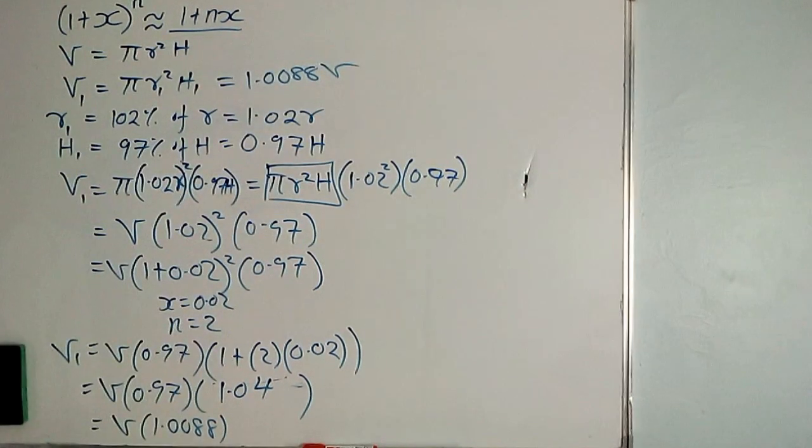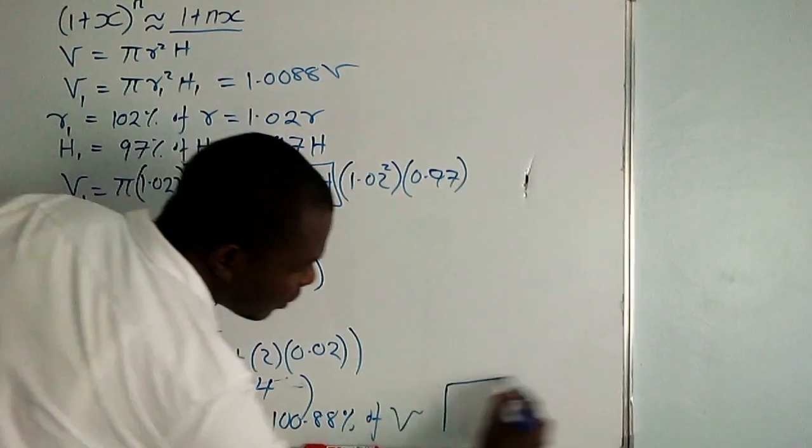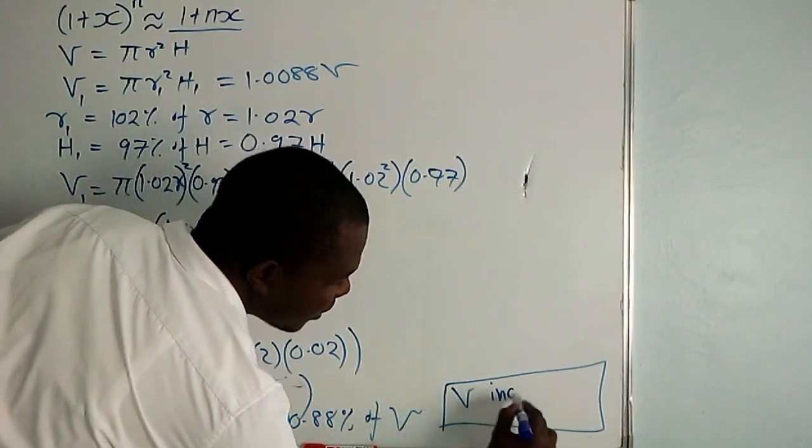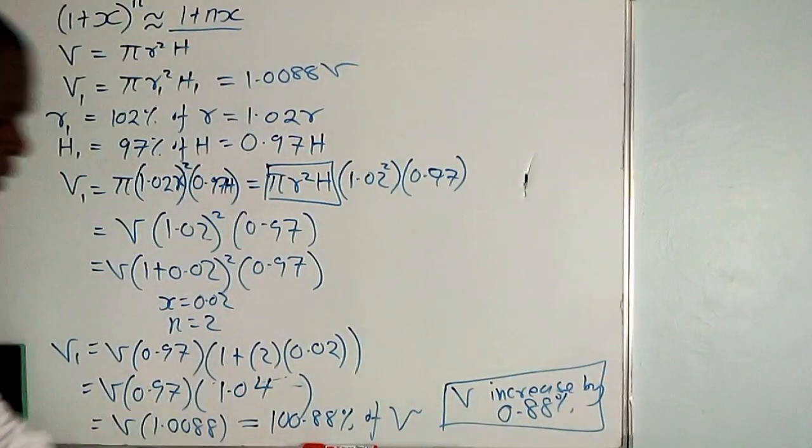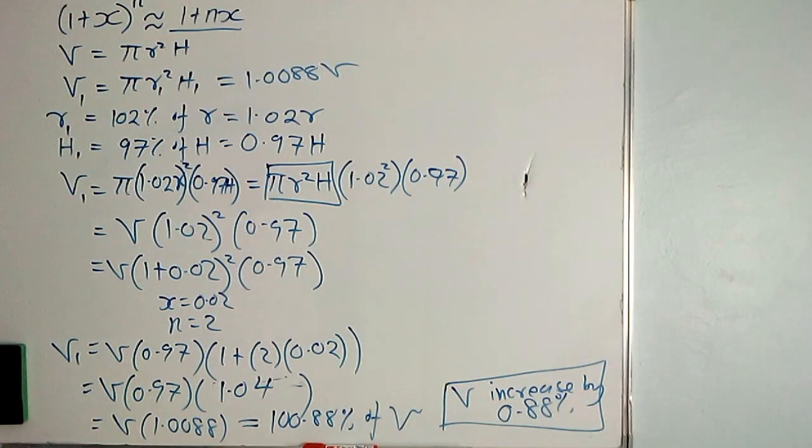So if you express this as a percentage, you will see the new volume, if you multiply by 100%, is 100.88% of V. Are you seeing what's happening? It is 100.88% of V. So it implies the volume has increased. The volume increases by 0.88%. Are we together? Yes. Because the whole volume is supposed to be 100%, meaning the increase here is 0.88%, isn't it? If it was below 100, that would have been a decrease, isn't it?